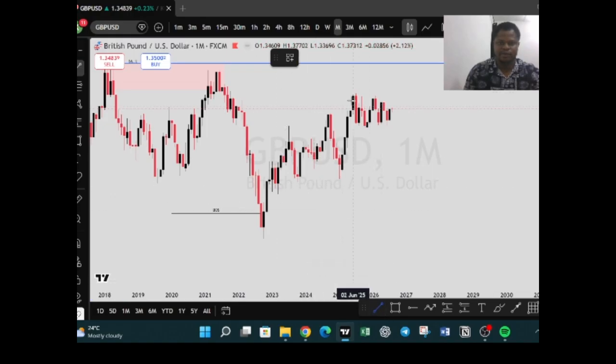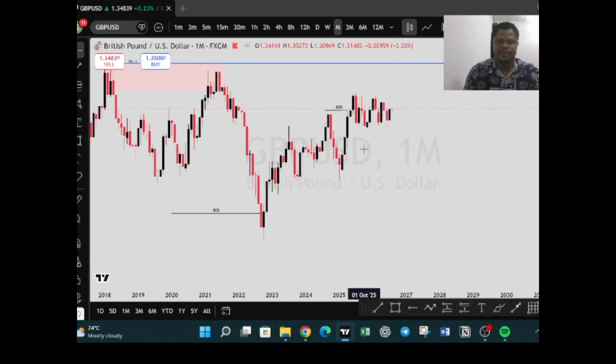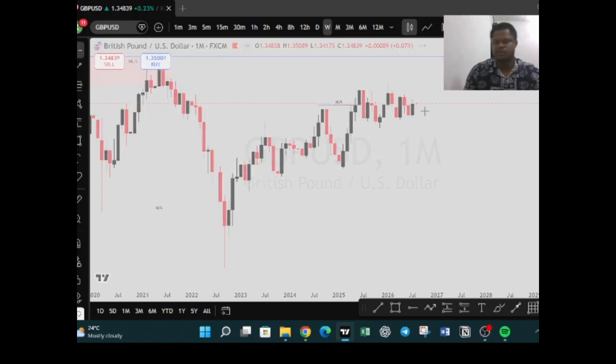on GU. We can see that we have a break of structure to the upside here, meaning that buyers are induced. If buyers are induced, where is their liquidity? We cannot see clearly here, so we now jump to the weekly time frame.